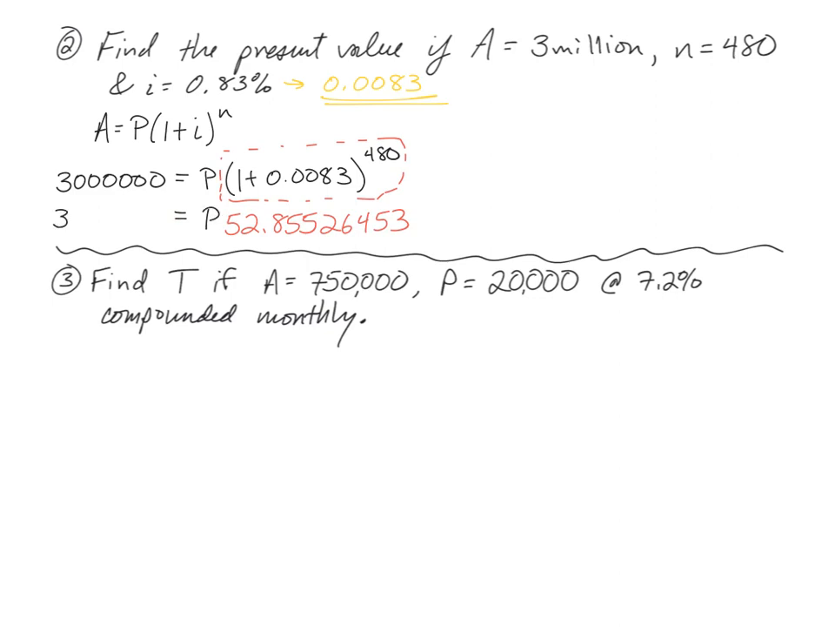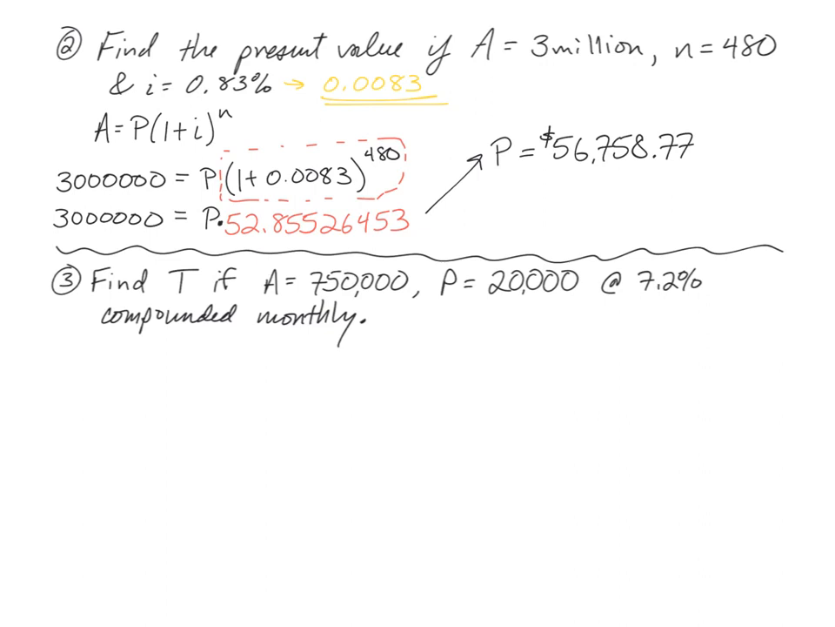So there's that, and here's our 3 million. So we have P times this number. All we have to do then is divide both sides by 52.855, blah, blah, blah, blah, blah. And we will get the answer for P. The present value needed here would be $56,758.77. Again, whenever you're solving for a money amount, you want to go out to 2 decimal places.